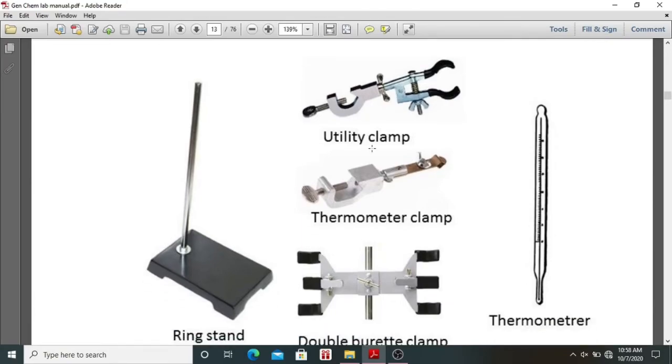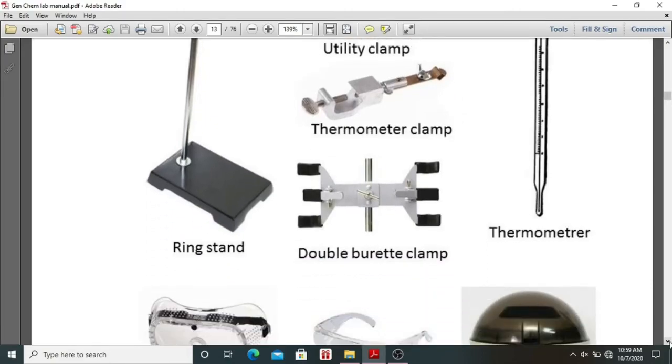Then you have utility clamp. Your utility clamp is attached to a ring stand. You have a ring stand there. If you're going to attach this, your thermometer clamp you can also attach. So your utility clamp can be used for holding glassware like a distilling flask, used for distillation and distilling setup. You have your condenser and everything. So utility clamp is used for that when it is attached to a ring stand. Thermometer clamp is used to hold the thermometer, especially in a distillation setup.